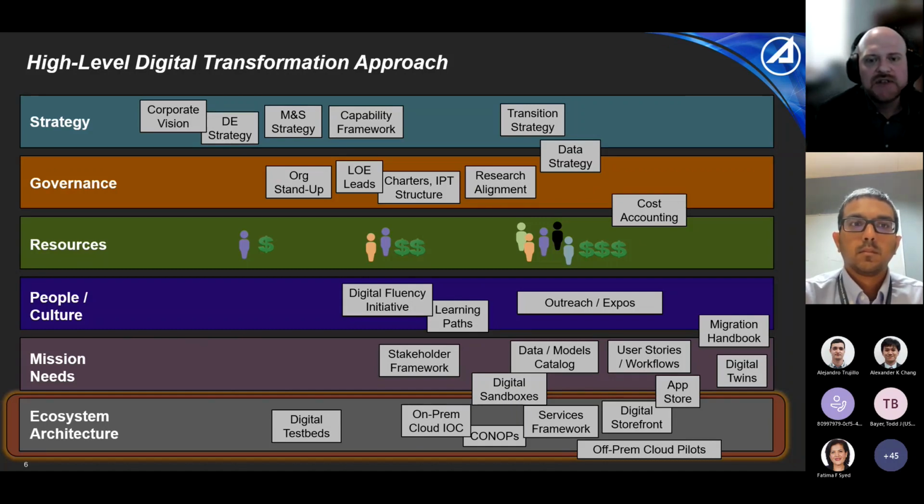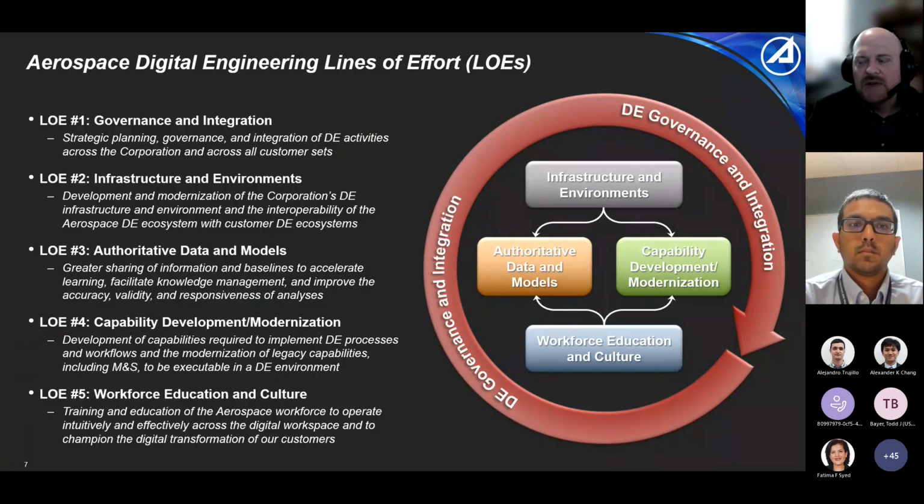The ecosystem architecture is just one piece of this, and this is what it looks like in more concrete terms for our governance approach, our lines of effort to do digital transformation. And you see this a lot across the community, that organizations recognize there are a lot of things that have to come together for digital transformation to work. And they typically set up something like lines of effort to get after those. And here's the 5 that we've established.